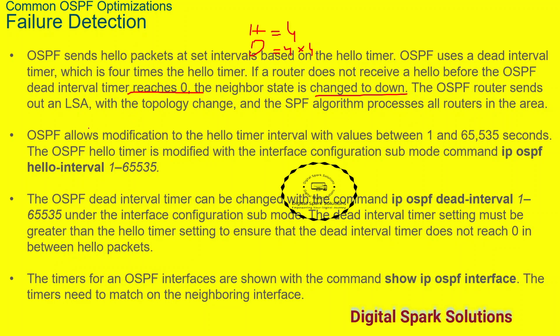Okay, OSPF allows modification to hello interval. This is the command, this is the range. Please note that for the hello timer we have the range in seconds. Similarly, we have the same range for the dead interval in OSPF, 65,535 seconds. The timer for our OSPF interfaces are shown with the command show ip ospf interface brief.